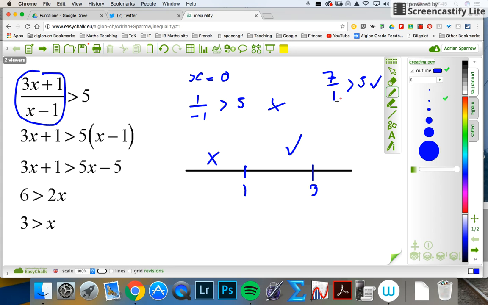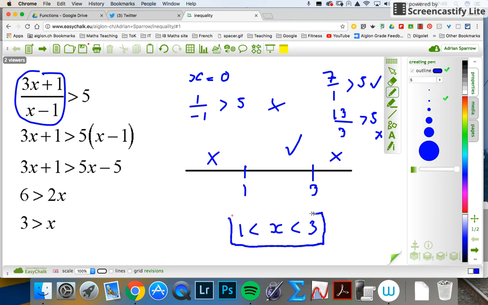Okay. And now I'm going to put 4 in. If I put 4 in there, I'm going to have 13 on the top and 3 on the bottom, which is not greater than 5. Guess what? We know from our graph that that region doesn't exist. So actually, without a graph, I can do this by looking for a critical point and a critical point, use a number line, and say that the only x values are when x is less than 3 and when x is greater than 1. So this is my final answer.